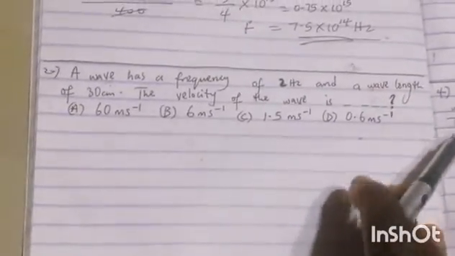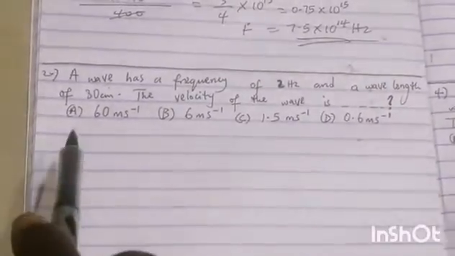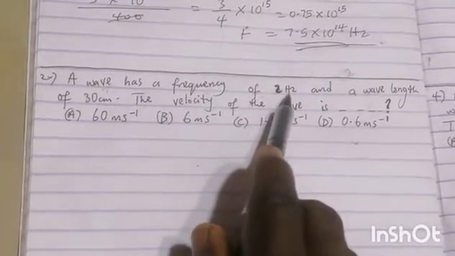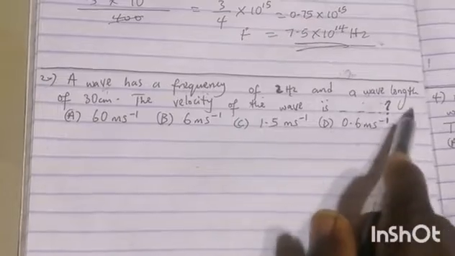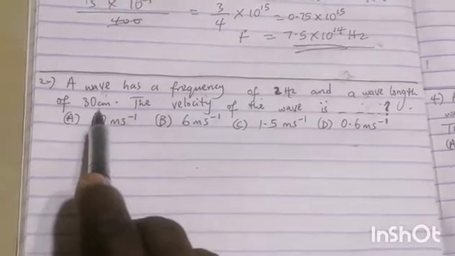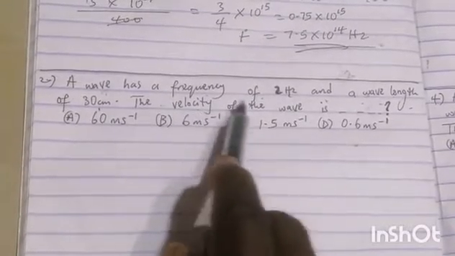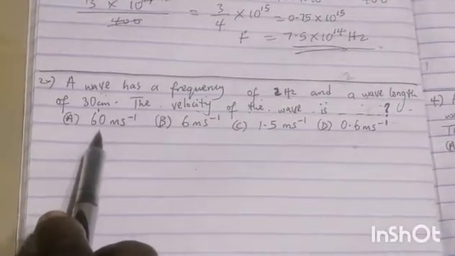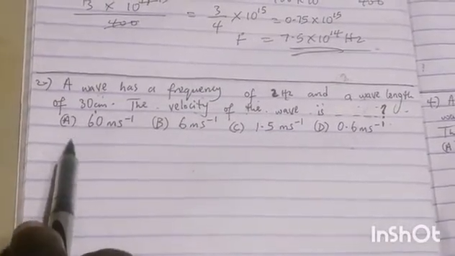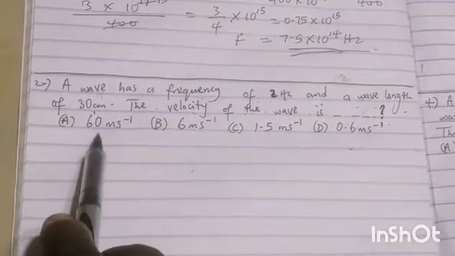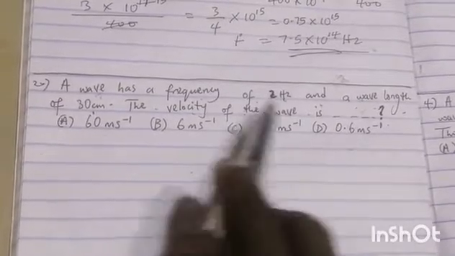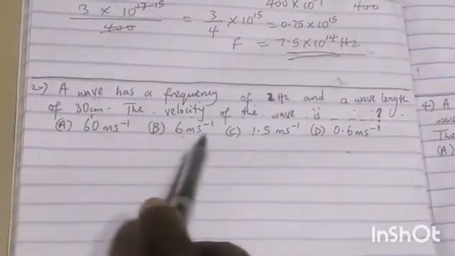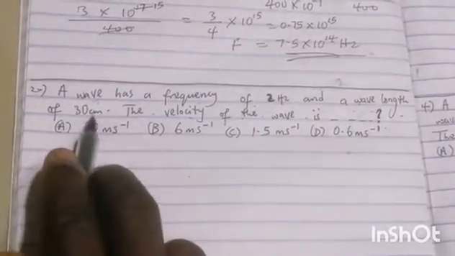Now let's move to question number two. A wave has a frequency of 2 hertz and a wavelength of 30 centimeter. The velocity of the wave is dash. Now when you look at this, look at the options given. Because you're writing JAMB, you have to work smart. So the option is in meter per second, so which means that we must convert this. There are some questions that they will not convert the unit, but in this case we have to convert this now.